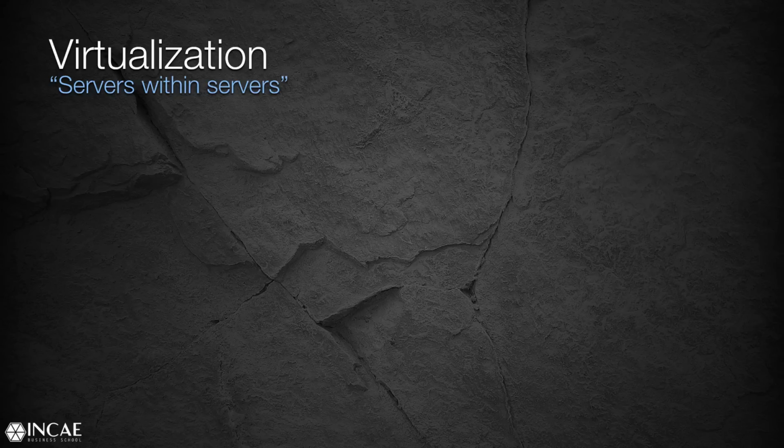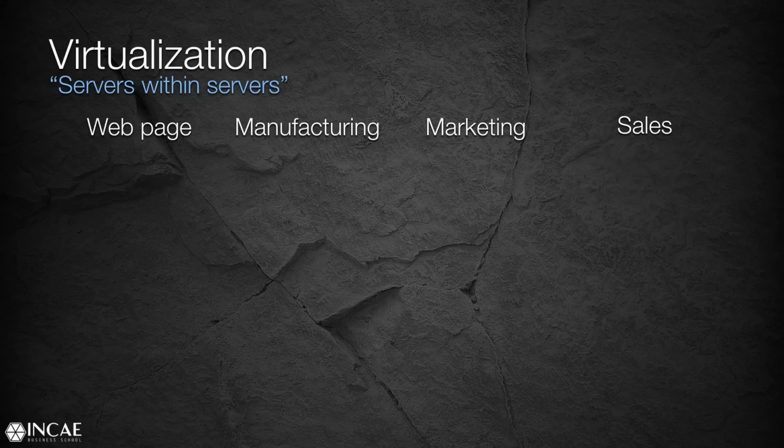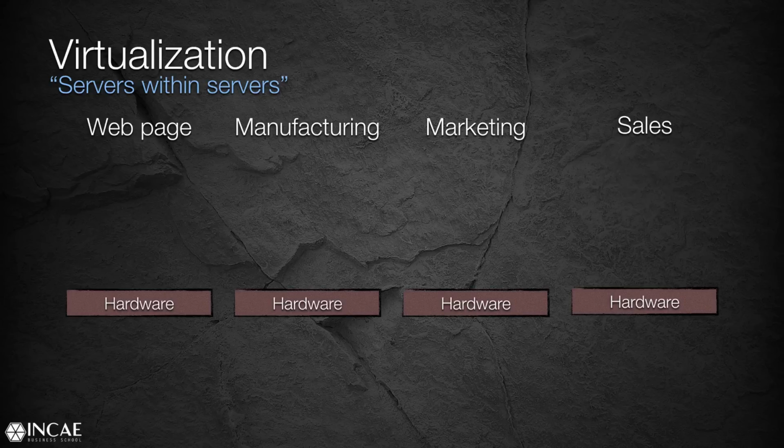Let me give you an example about this. Let's assume that we're in an organization that has 4 applications. It has an informative web page, it has a manufacturing system, it has a marketing campaign system, and it has a sales and management system. Different applications. Before virtualization, we would have each of these applications run on an independent hardware.